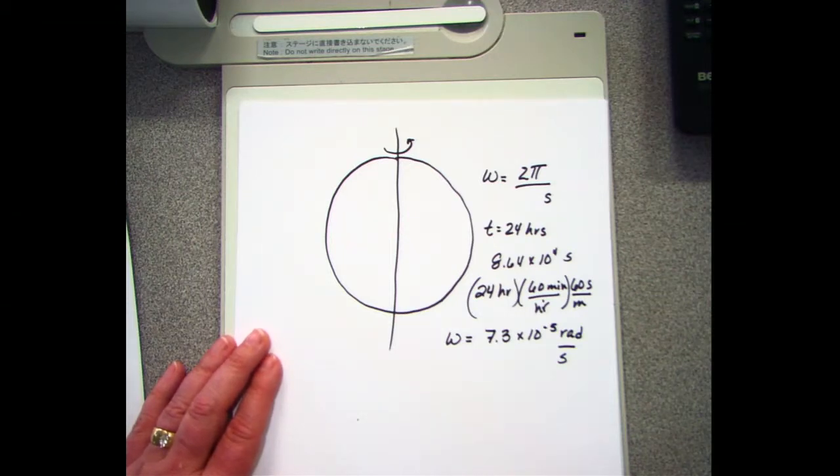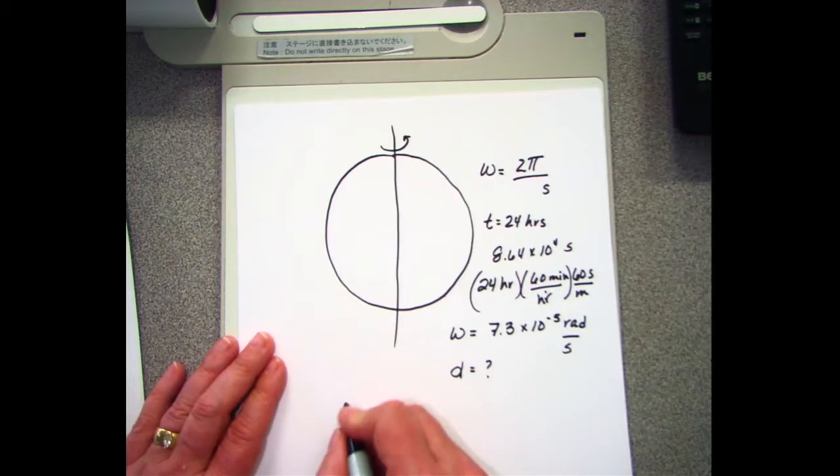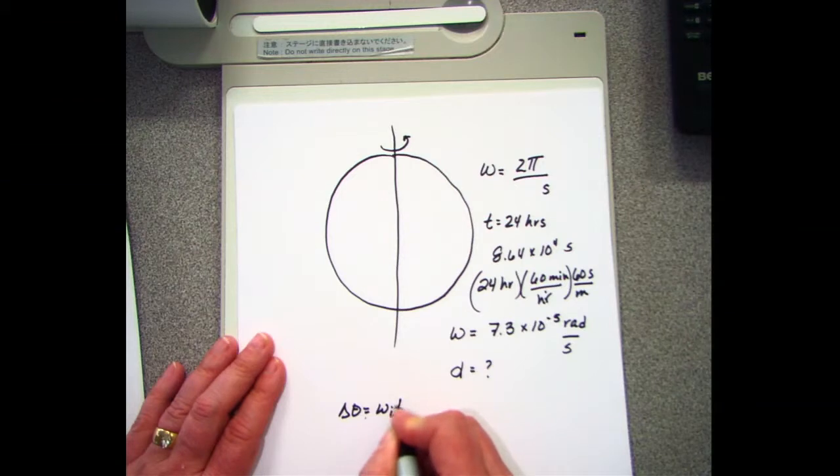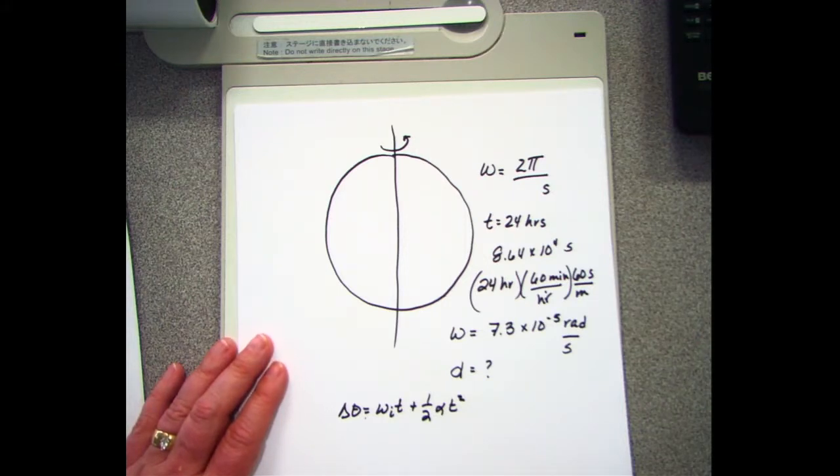Now, what is our angular acceleration? It's sort of a trick question. We're looking for what is alpha for the planet. So if I'm doing a change in angle, it's going to equal my initial angular velocity times time plus 1/2 alpha t squared. Think through it. What is my angular acceleration of the planet?